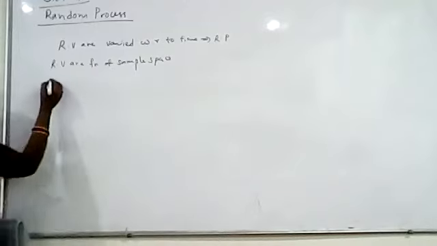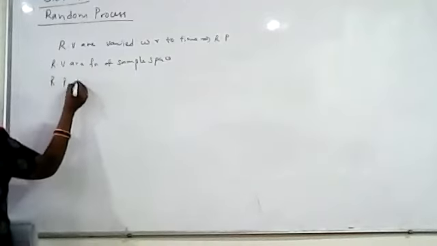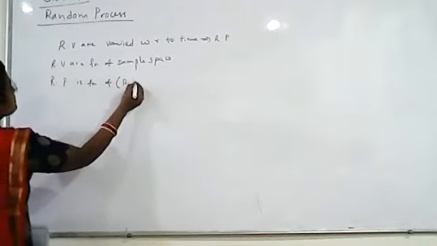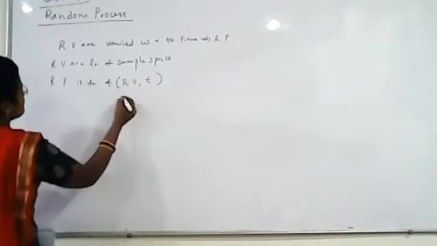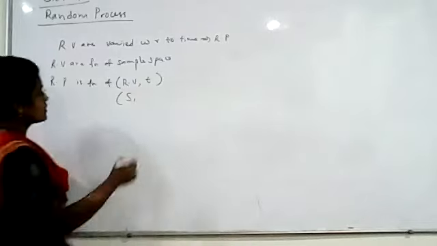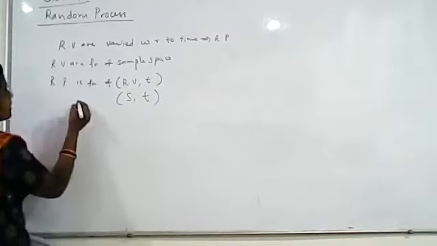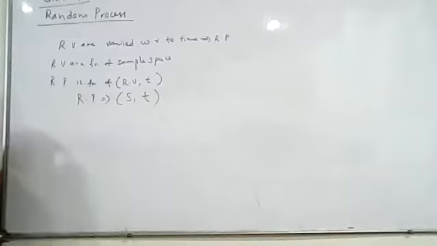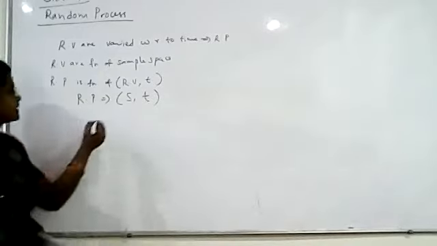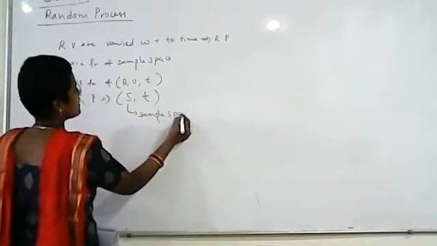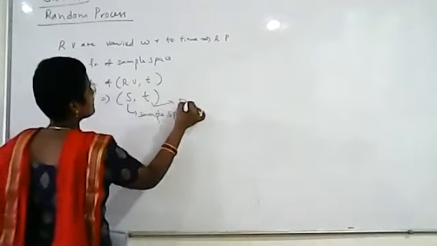Now what is random process? The random process is a function of both random variables and time. All random variables are available in the sample space S. So the random process is a function of S comma T, that is sample space and time. S is nothing but the sample space, whereas T is nothing but the time.